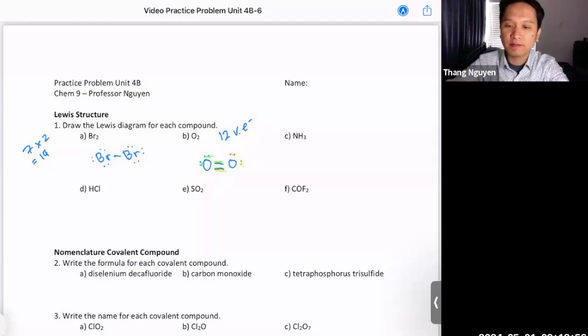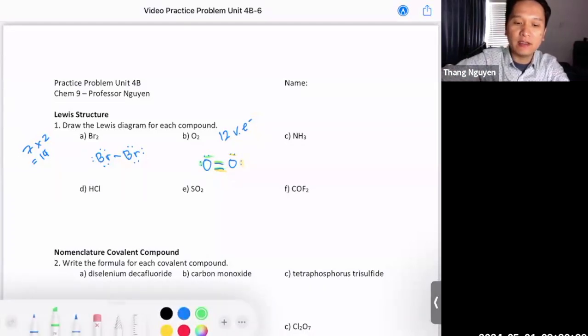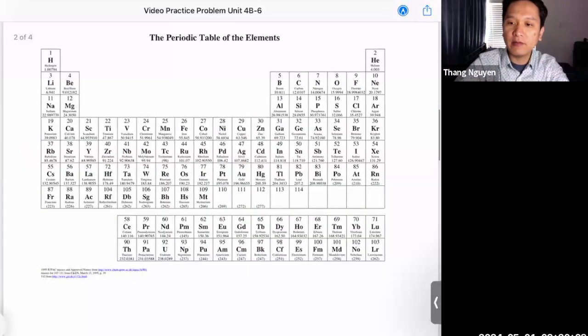Okay, let's go to C now. We got nitrogen and hydrogen. Okay, so finally, let's find where nitrogen is. Nitrogen's right there, and therefore it has 5 electrons. Hydrogen's right there, so it has 1 electron.